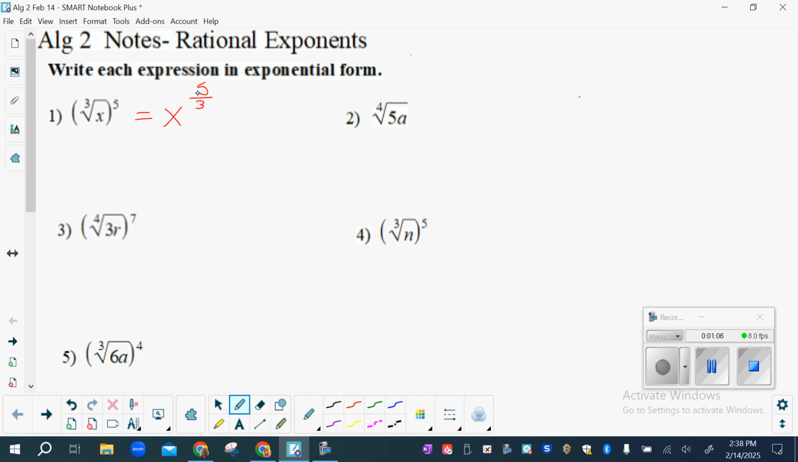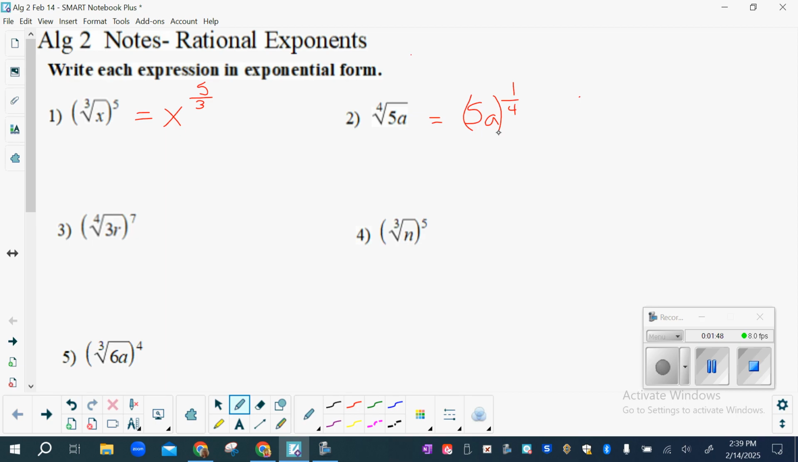So next one, I'm going to ask a group. Tell me, back there in the corner, how do we rewrite the 4th root of 5a in exponential form? 5a to the... does the 4 go in the denominator or the numerator? Denominator. 1/4. Now let me ask you, does this 4th root only apply to the a, or does it apply to both the 5 and the a? Both of them. So what do we need to put around the 5 and the a to show that it's applying to both of them? Parentheses. So we have to put parentheses there.